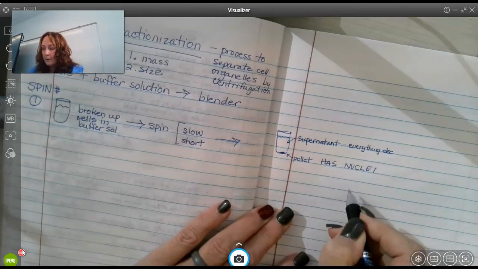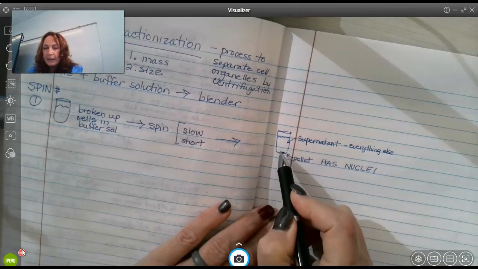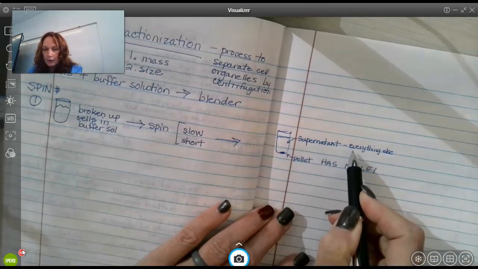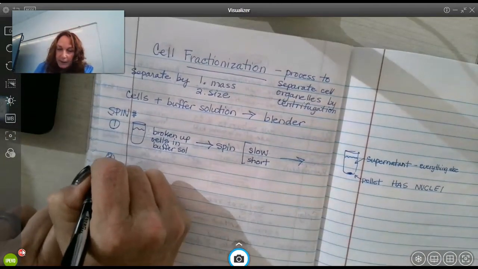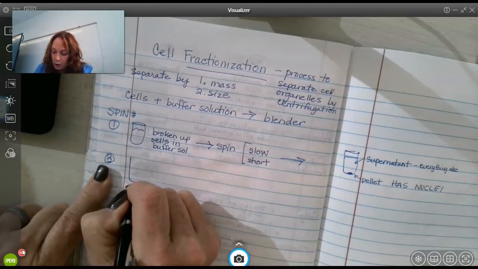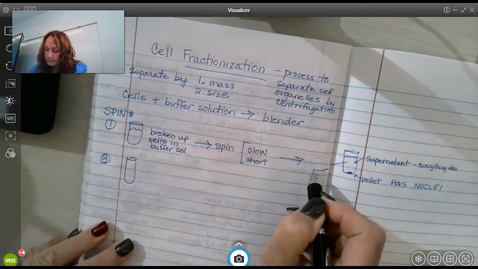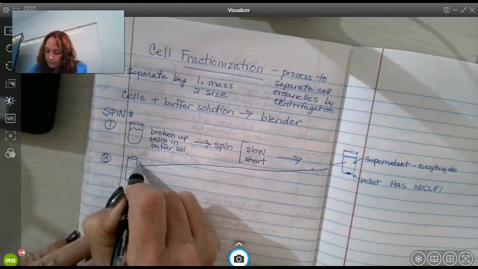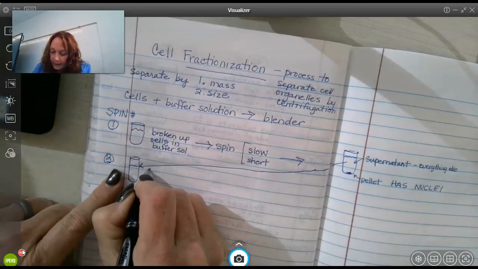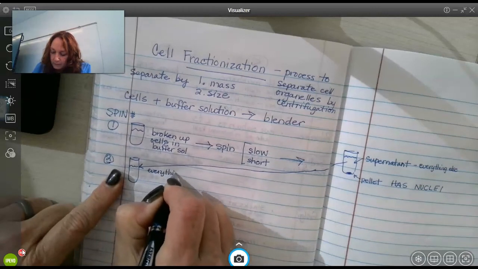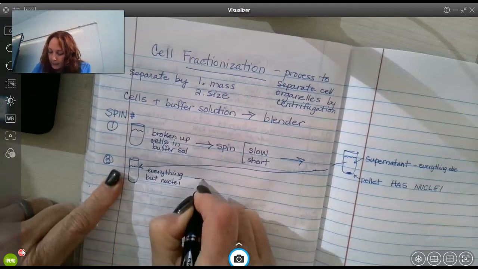Well, but I don't want the nucleus. Okay, throw the pellet away and let's spin this solution. So if you don't want the nuclei, you're going to do spin 2. In spin 2, you take the supernatant from spin 1. It's going to have everything but the nuclei. And you spin again.